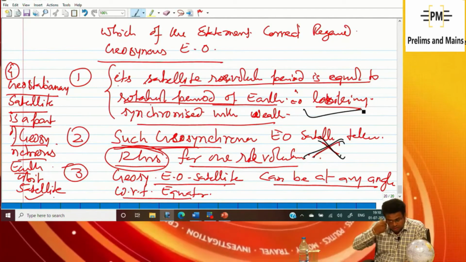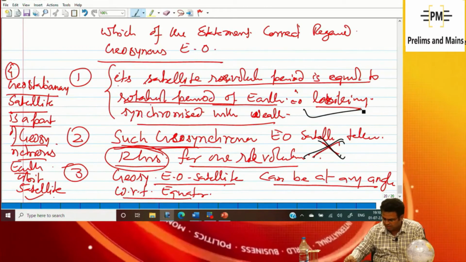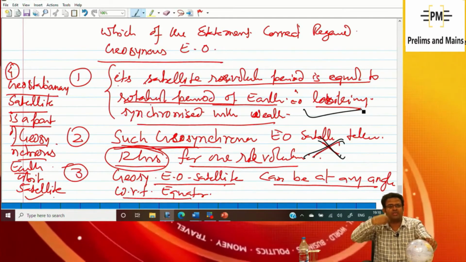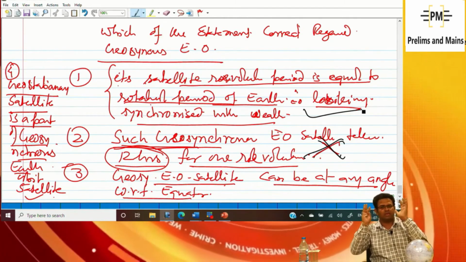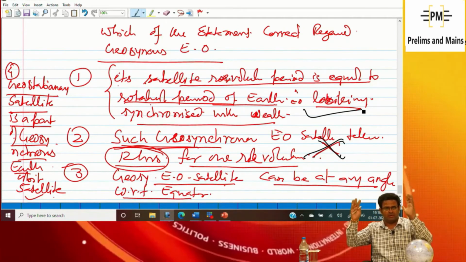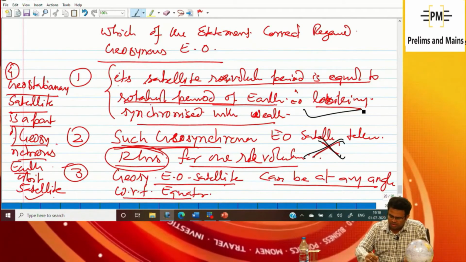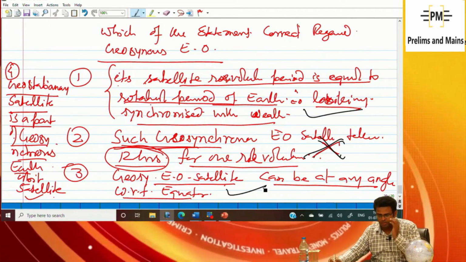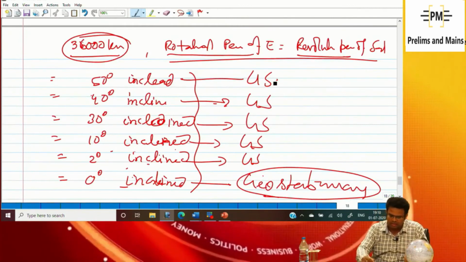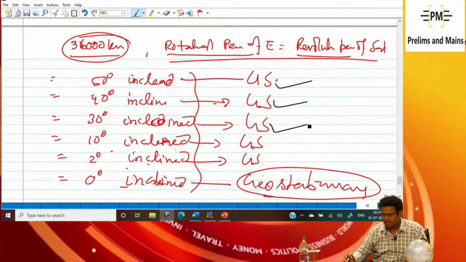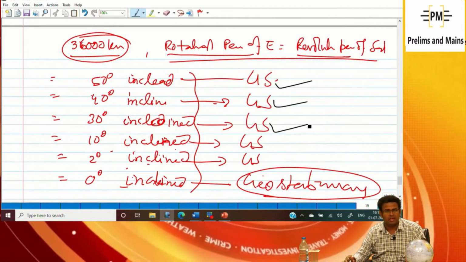Third statement is talking about geosynchronous Earth satellite can be at any angle with respect to equator. I have said that it can be 60 degree, 80 degree. It has to move at a particular angle, but the height should be 35,786. Revolution period should be the same. So the third statement is also correct because it can be at any angle. It can be 50, 49, 48, 48.5 degree, any angle.